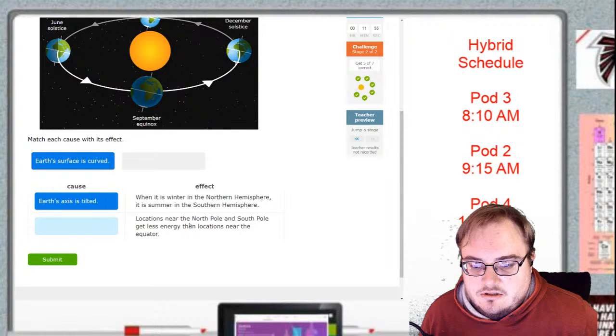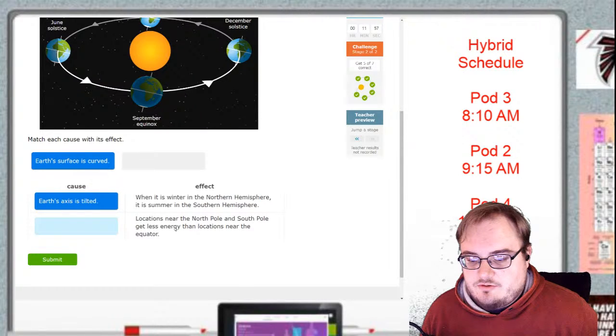Locations near the North Pole and South Pole get less energy than locations near the equator. Because the Earth is curved, some of that light is going to land on the Earth indirectly and not head-on.